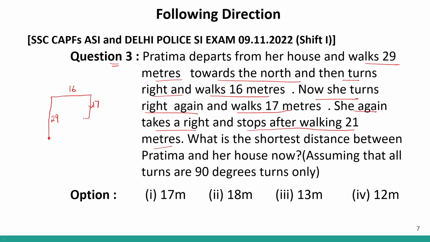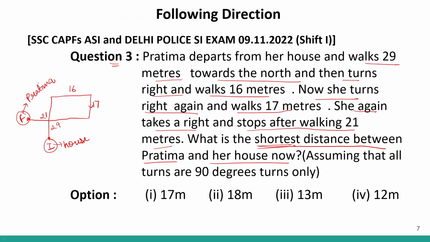So right will be in this direction and she stops somewhere over here after walking 21 meters. So this was the initial position and this is the final position. We have to find the shortest distance between Pratima and her house now. So the initial position was the house. This is the final position of Pratima. So we have to find the shortest distance.